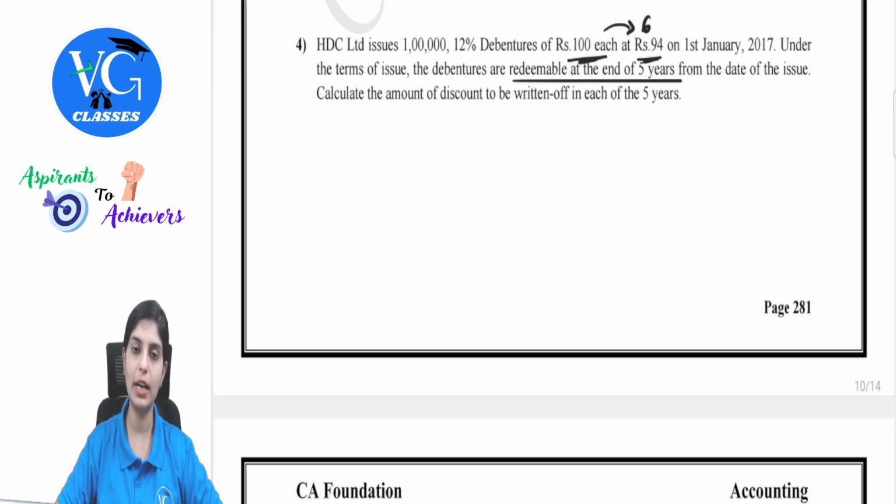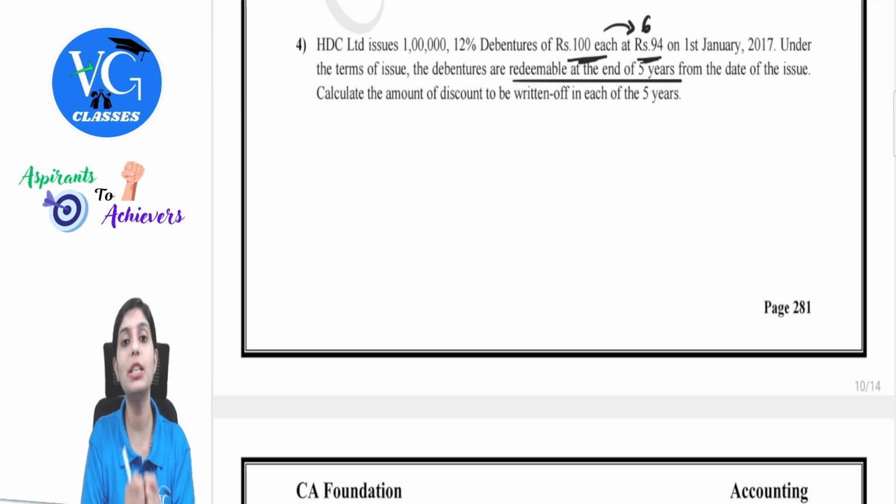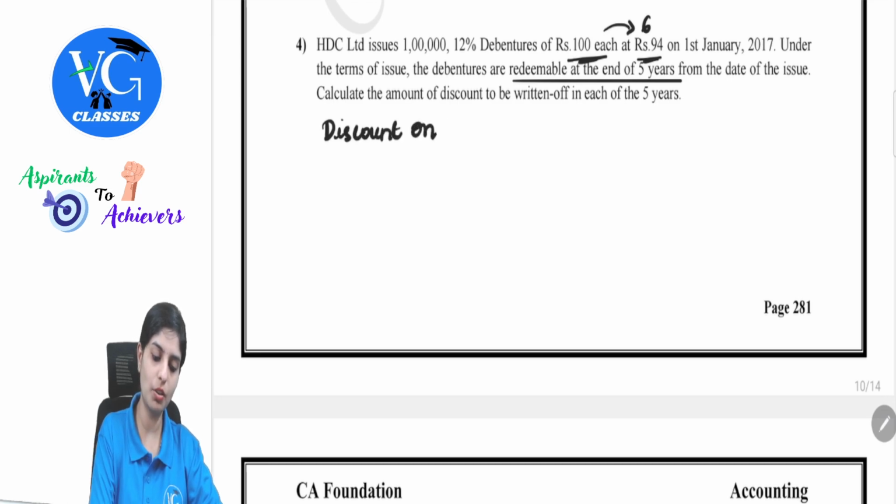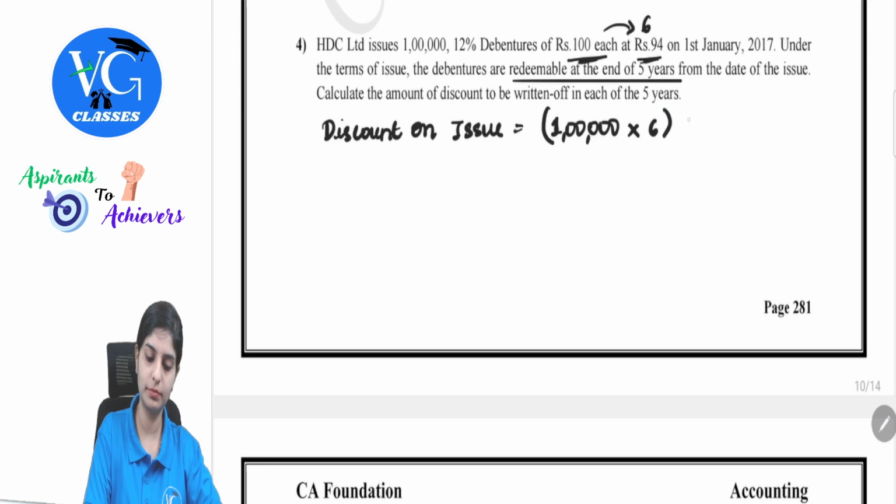Here, the first thing to understand is that the redemption is very important to consider, because based on that only we will judge for how much period the benefit is used. So this is redeemable at the end of 5 years, so you will have to write this off every year equally. So first we will find out how much is the discount. Discount on issue: you have issued 1 lakh debentures, the discount is 6 rupees, so this will be 6 lakh.